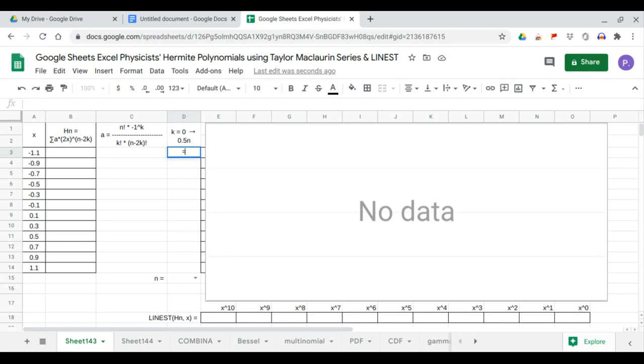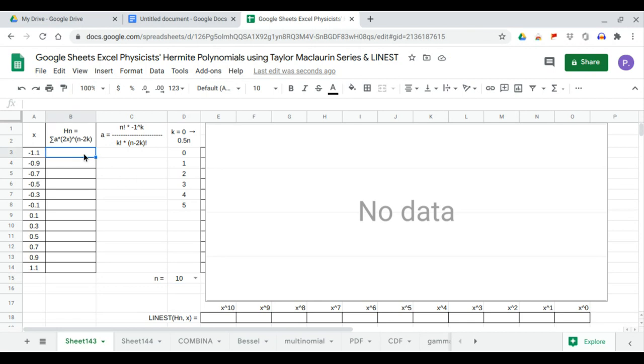So this is equal to SEQUENCE of 0, 0.5 times n plus 1 column from 0 incremented by 1. So at n equals 10, then k is from 0 to 5.